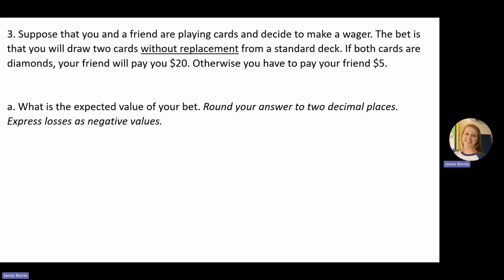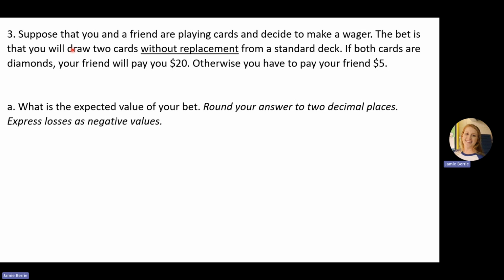And then our last problem, once again, another one where we have to construct our own probability distribution. It says, suppose that you and a friend are playing cards and you decide to make a wager. The bet is that you're going to draw 2 cards from a standard deck of playing cards without replacement. Once you draw a card, that card's going to get taken out of the pile and you can't draw it again.